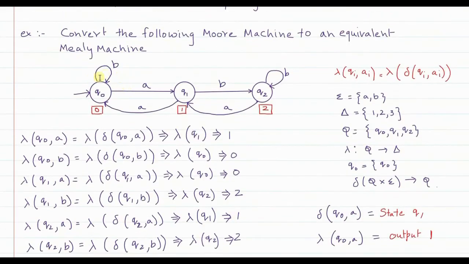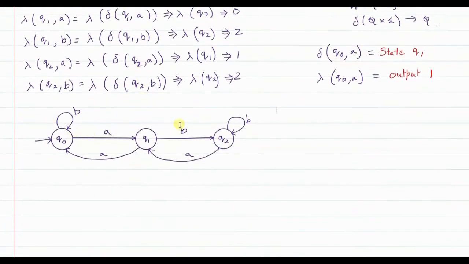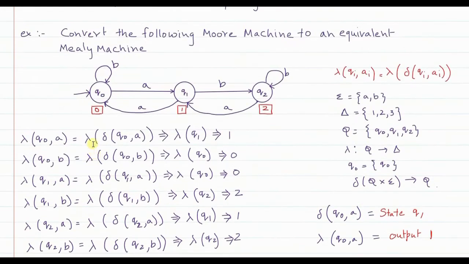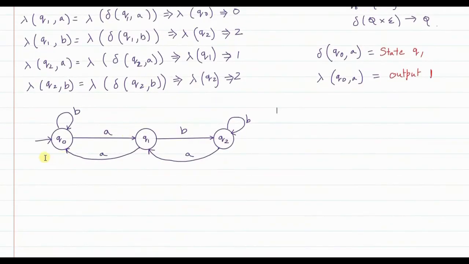So what you do, as it is the given Moore machine, you copy and draw it again as a Mealy machine. Now only one difference: you will not have to write the output values associated with the states in the resultant Mealy machine. So those values I have removed, correct?